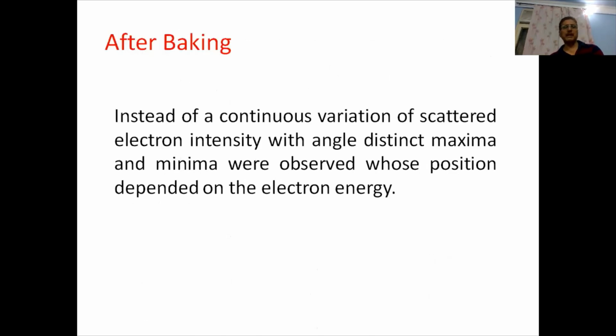Now, what happened after the baking in the experiment? Instead of a continuous variation of scattered electron intensity with the angle, distinct maxima and minima were observed. The positions of these maxima and minima depended on the electron energy. This was a completely surprising result, because maxima and minima are properties exhibited only by waves and not by particles. And here they were observing the scattering of an electron beam and not that of a wave. So these maxima and minima were surprising, and we need to explain them right now.